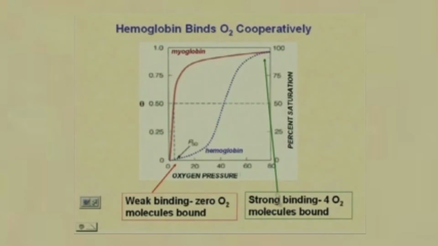So what do we have? We have strong binding here for the hemoglobin where 4 oxygen molecules are bound, and we have weak binding here where nothing is actually bound yet, and we gradually reach this saturation. Okay? So we have the cooperative binding, which is why this is sigmoidal. Because you have cooperative binding, this is sigmoidal, and this is a hyperbolic fashion for myoglobin.